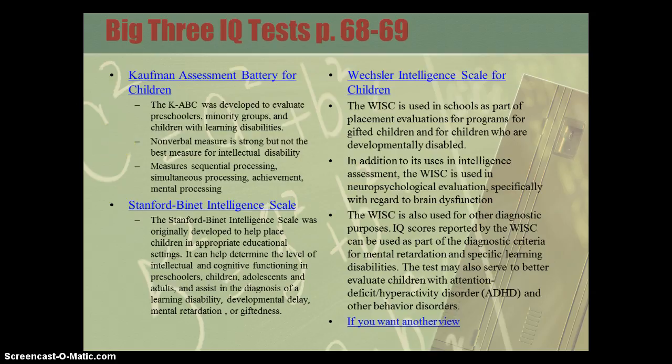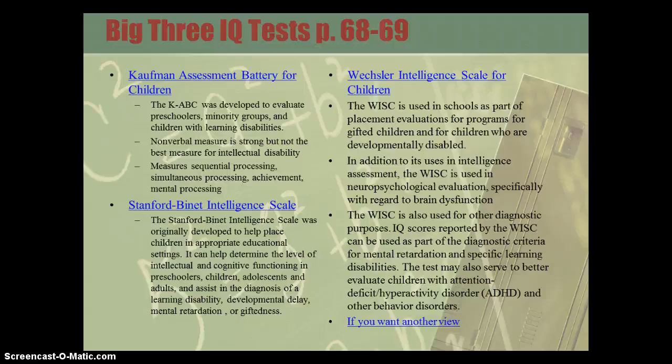So here are the big 3 IQ tests that we use in Mississippi, and there are others out there. The Kaufman Intelligence Battery. This we use mainly for preschoolers, minority groups, and children with learning disabilities. It has a strong nonverbal measure, and it measures sequential processing, how you process things that are given to you in order, simultaneous processing, how you process multiple stimuli coming at you at once, achievement, and then mental processing.